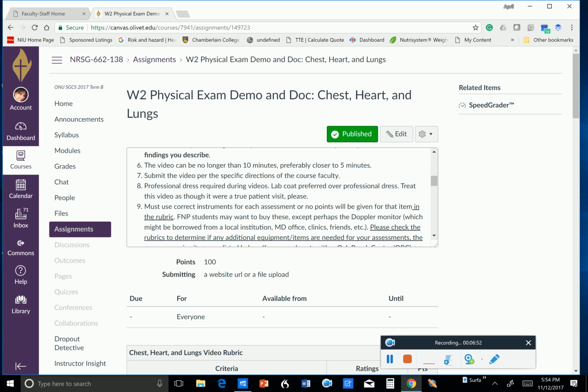I'm going to be timing this video, so anything after 10 minutes is going to be stopped, and it will not be included in your grade, so it'll be as though you didn't do it. So you do not have more than 10 minutes to do this. Submit the video per the specific directions of the course faculty.